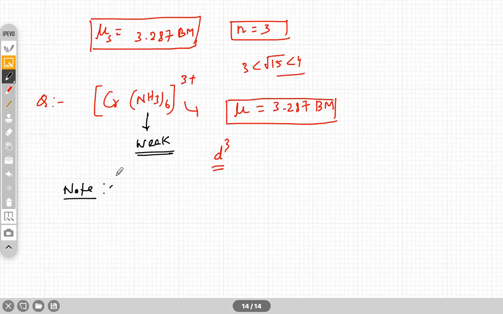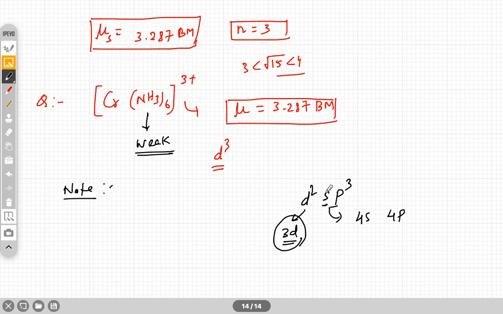Sir, is this a low spin complex or a high spin complex? This one is low spin. Low spin only, sir? Yes, whenever you write d2sp3, the s and p belong to the fourth shell, right? The 4s and 4p orbitals are there, no? Yes, but this one is 3d. So a low spin complex is when the inner shell d orbital is involved in the hybridization. Okay, sir. And a high spin complex is when we have 4s, 4p, 4d, that is high spin.